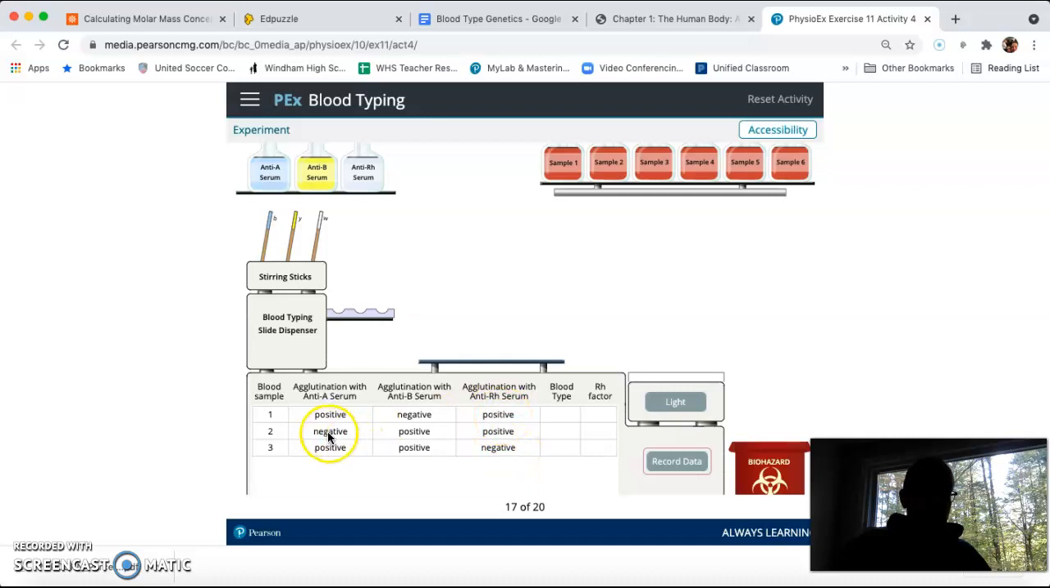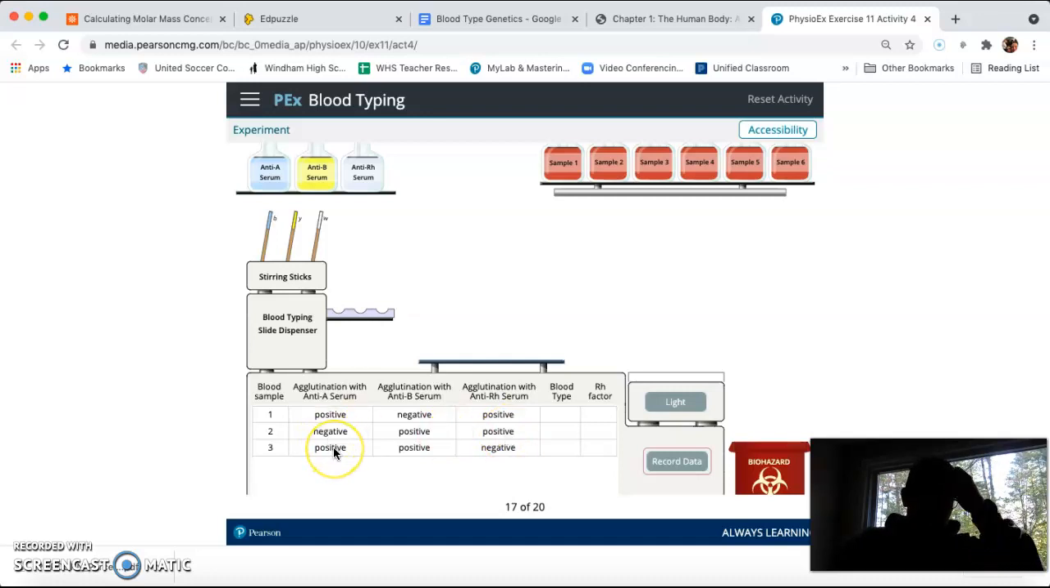Now, similarly, in sample 2, we don't have a reaction with A, so it's not A. We do have a reaction with B, so it is B, and it has the Rh antigen. So we see that this blood is type B positive. Not only a great blood type, but a great outlook on life.